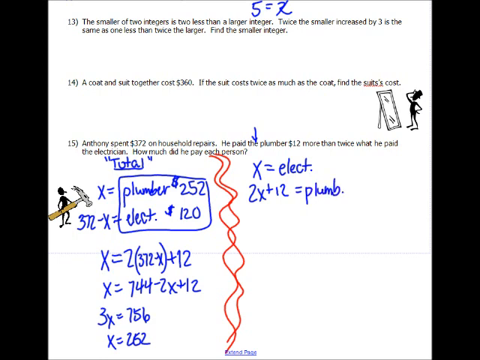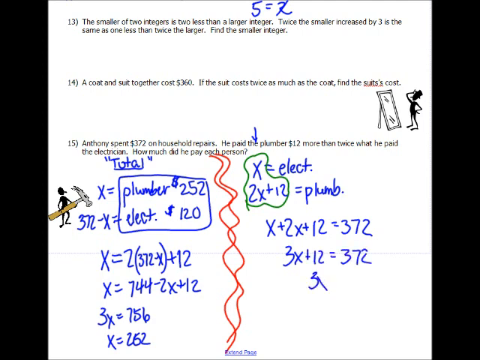And so I know that he spent a total of, so all these together are 372. So I'm going to do x plus 2x plus 12 equals 372. 3x plus 12 equals 372, and 3x equals 360, and x equals 120. So I still got the same answer. The electrician is 120, which would leave 252 for the plumber. And that would be my final answer.